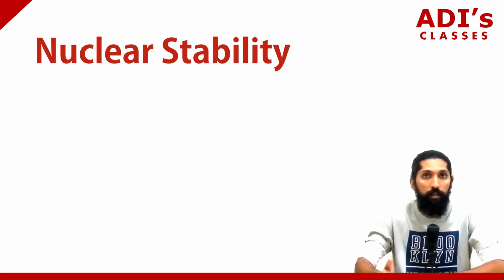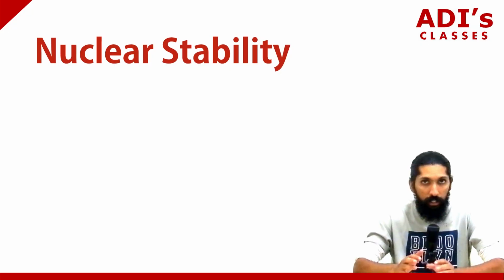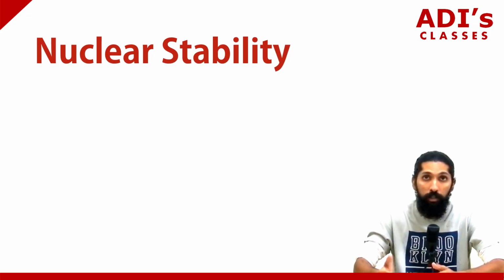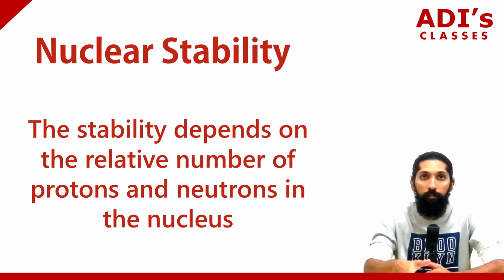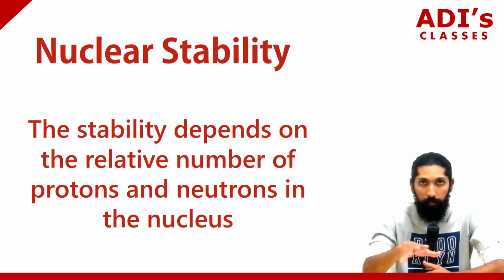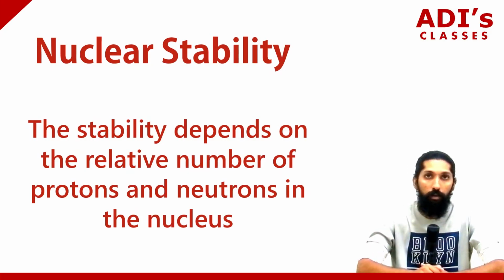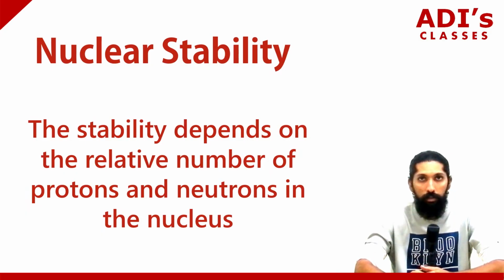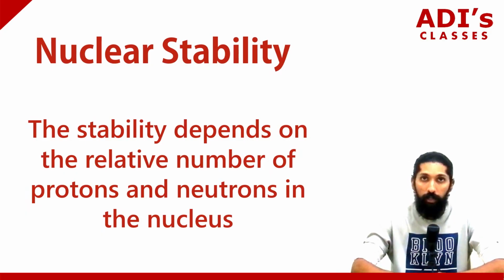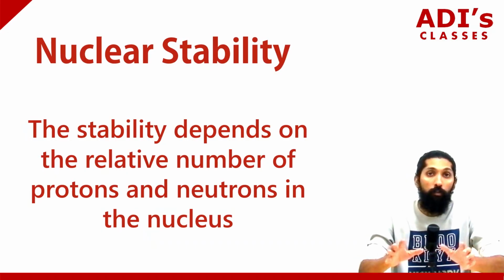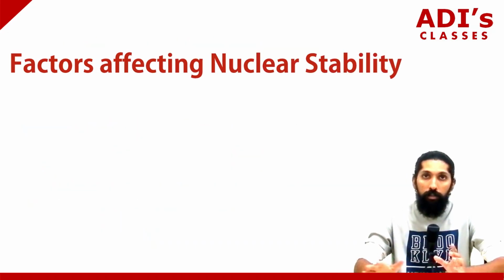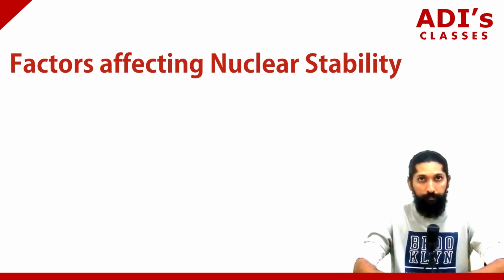Now, how do we understand nuclear stability? We generally understand nuclear stability with the help of the relative ratio between the number of protons and the number of neutrons within the nucleus. Or you can say the relative number of protons and neutrons in the nucleus. With the help of this, we calculate the stability of the nucleus. So, on what factors does the stability of a nucleus depend?